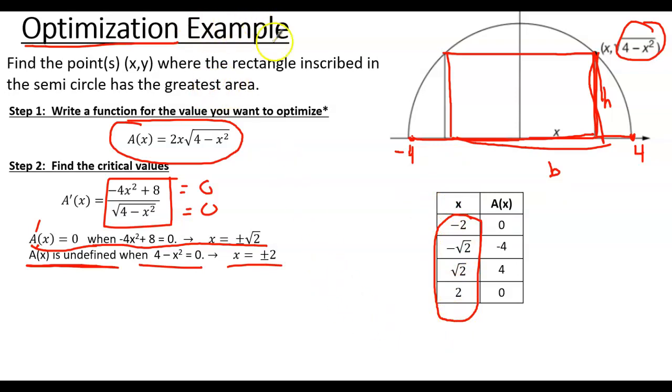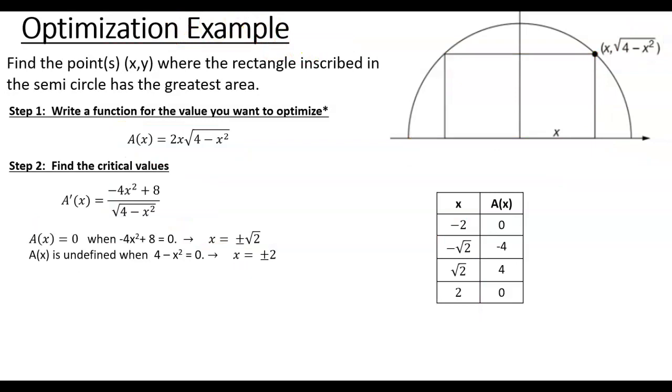Anyway, so let's review what we have so far. Step one, find a formula for the value that you're trying to find the greatest or least value of. Step two, find your critical values by finding the derivative and finding where that derivative equals 0 and also where it's undefined. Okay, so let's continue on.